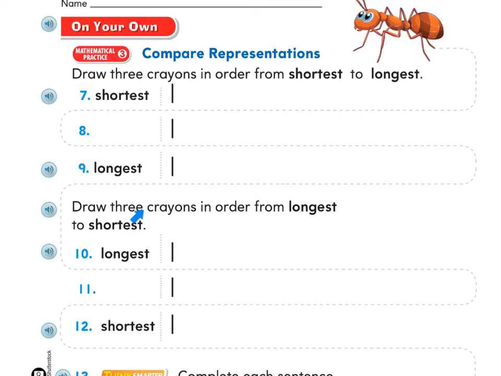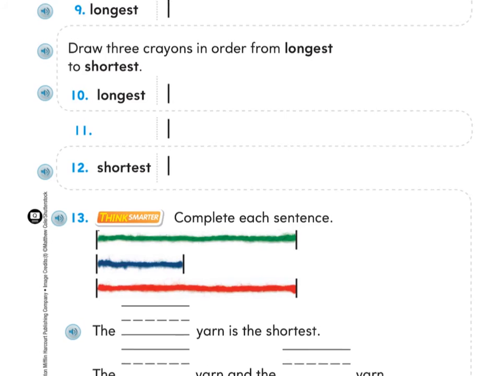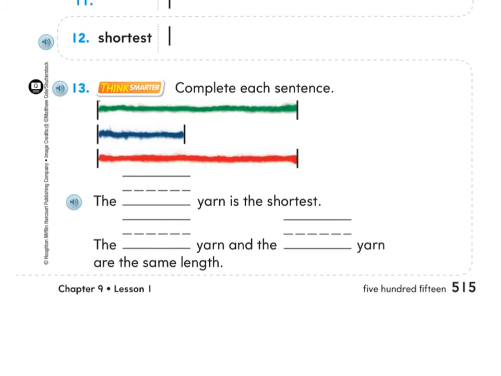Down here it says draw 3 crayons in order from longest to shortest. They want your longest one to be first, then the next one, then the shortest. Okay, make sure that you're starting your crayons at the same starting point so that we can compare. Then you can move down to number 13.